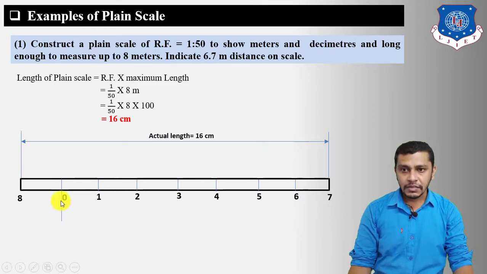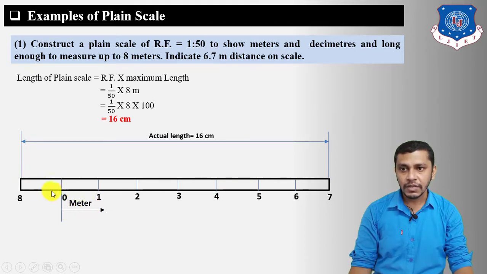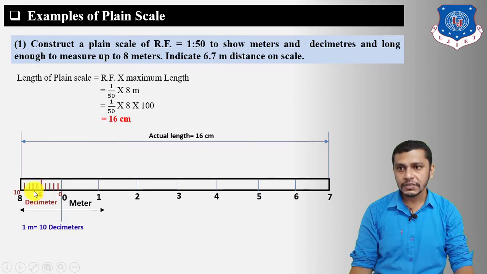So the main scale will represent meter, and here 1 unit will represent 1 meter, and in which we have to show the decimeter. We know that 1 meter is equal to 10 decimeter. So the sub scale will represent decimeters. So we have to divide this first main division into 10 subdivisions: 0, 1, 2, 3, 4, 5, 6, 7, 8, 9 and 10. So divide this first main division into 10 subdivisions.